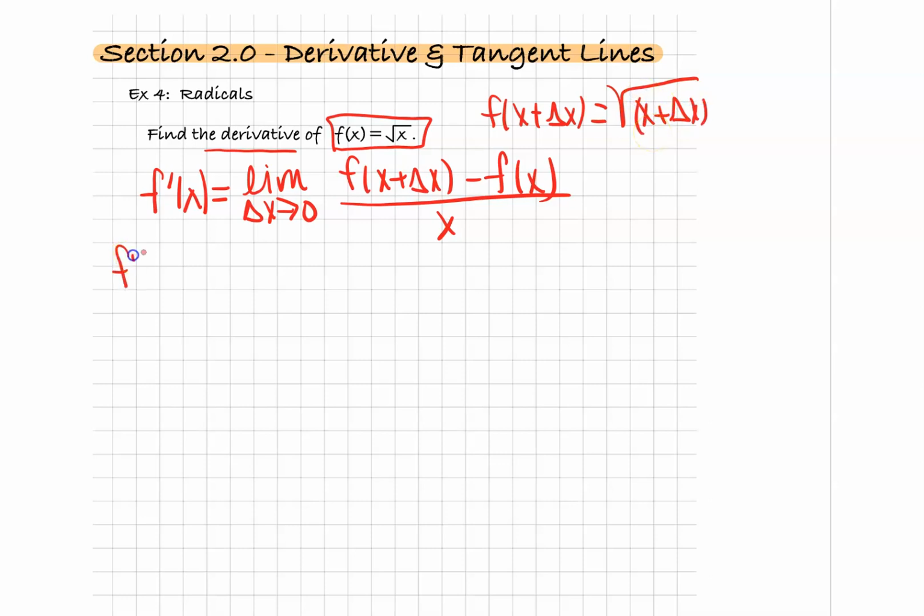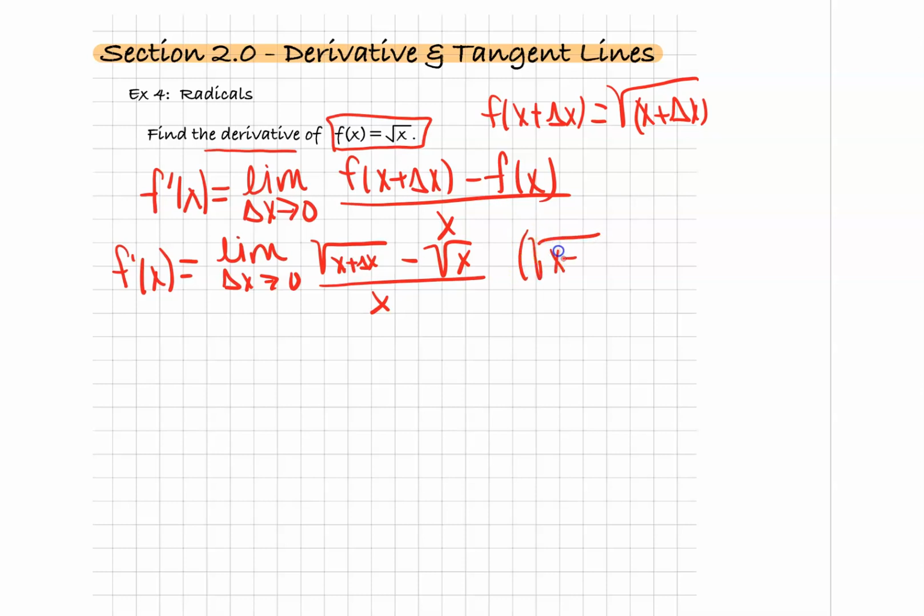So let's see what we got. f prime of x is equal to the limit as delta x goes to 0 of the square root of x plus delta x minus the square root of x all over delta x. And here is where we're going to have to do some things like we did in the previous one. Remember when we did limits in chapter 1 and we talked about when we had that radical, we had to multiply by the conjugate, and you saw that on your exam? We're going to have to do that here as well. So that's going to be the square root of x plus delta x plus the square root of x divided by the square root of x plus delta x plus the square root of x.